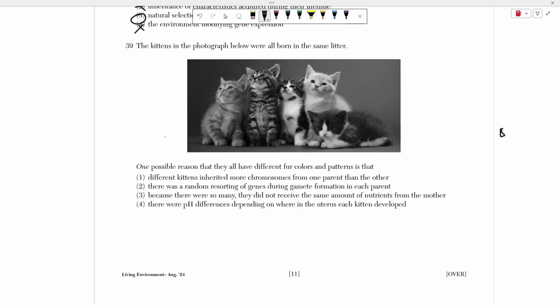39 says that the kittens photographed below were all born in the same litter. One possible reason that they all have different fur color and fur patterns is that, number 1, different kittens inherited more chromosomes from one parent than the other. This is definitely false because every single species has a standard amount of chromosomes that they must have, right? Every single human needs to have 46 chromosomes.